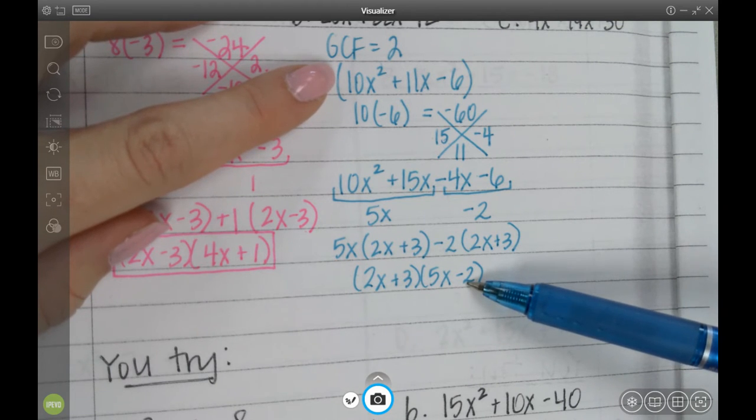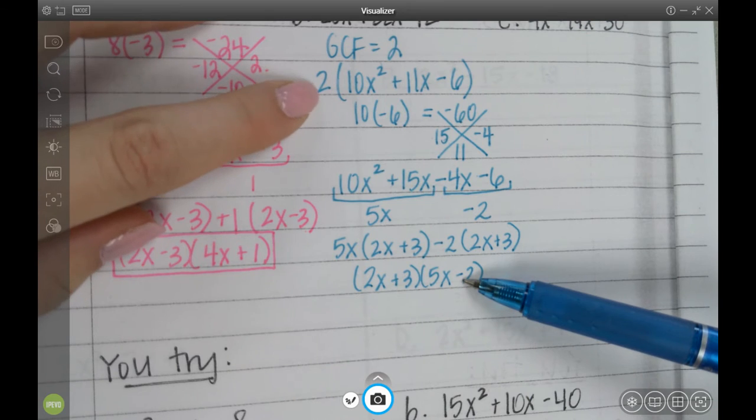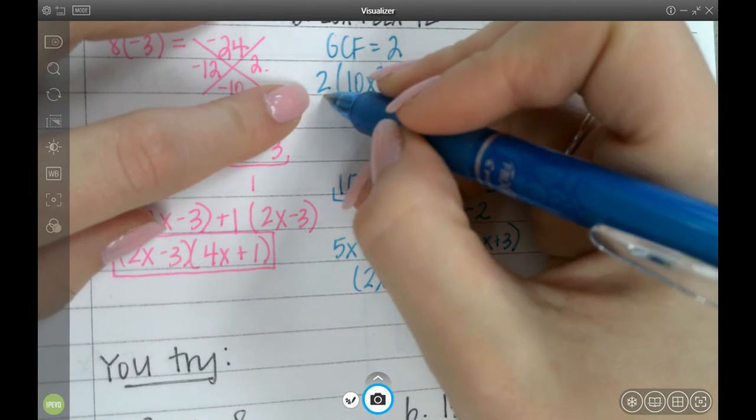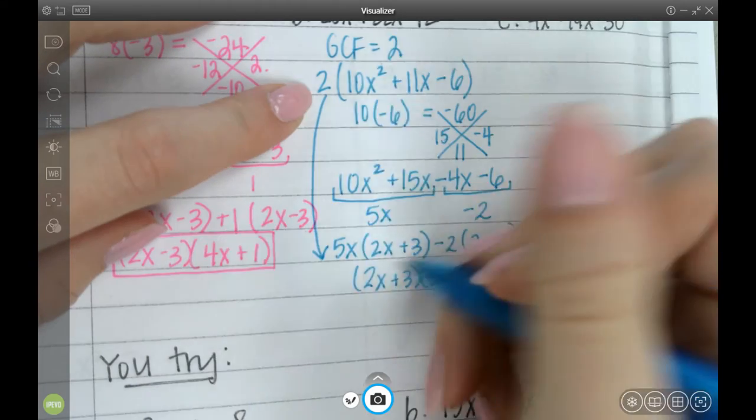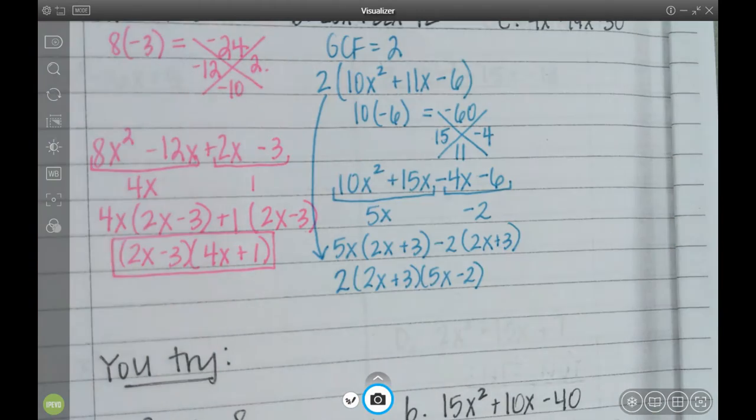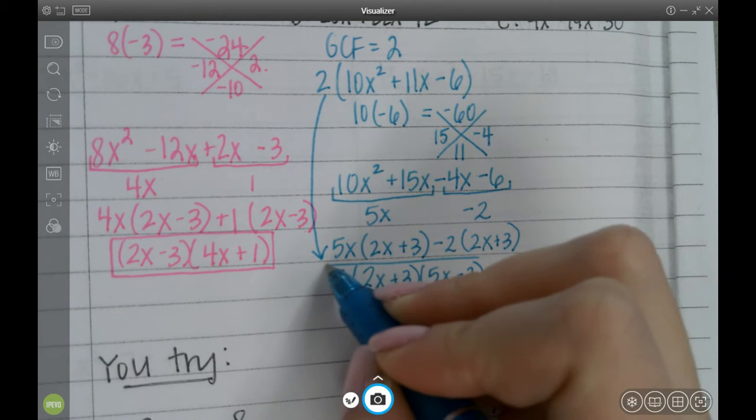It didn't just go away and disappear from the problem. It's still there, and you still have to put it out in front. So even though I've ignored it this whole time, I'm going to bring it down, put it in the very front, and then I will circle my answer.